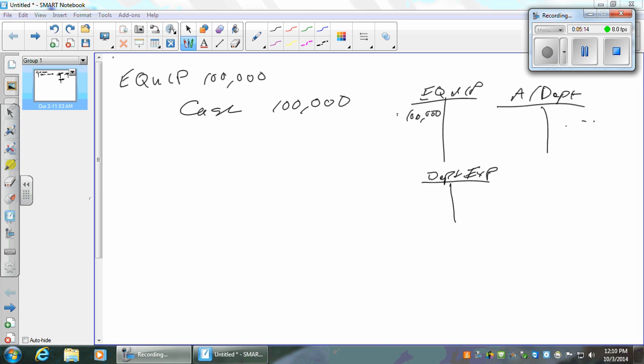What'll it be, everybody? Debit what? I'm using it up. Debit what? Depreciation expense. The question's too easy, isn't it? And credit what?